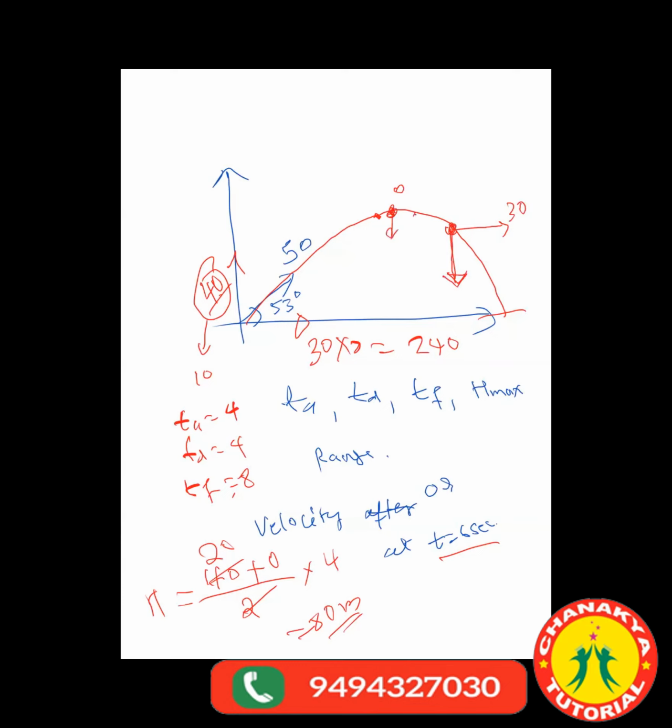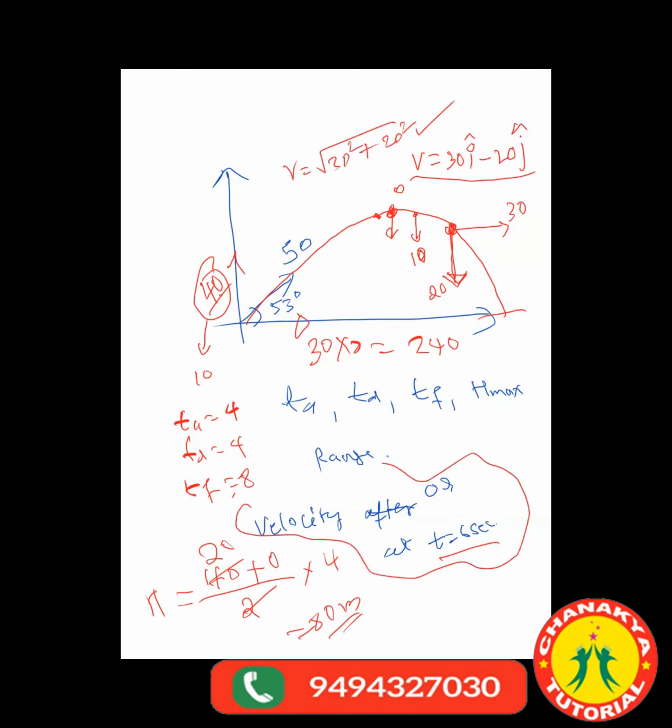At the 5th second, it will be 10. At the 6th second, it is 20. So this is 20, this is 30. Therefore, the velocity you need to write like this: 30 in x direction, I cap, and 20 in y direction, because it is in negative, I am writing minus 20 j cap. So this is the answer. If they ask magnitude, you need to do under root 30 square plus 20 square. Any doubt for calculating this velocity?